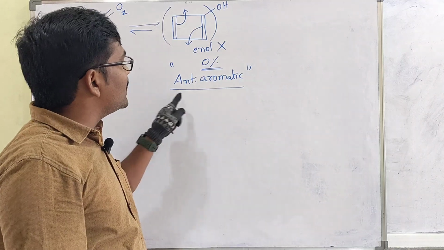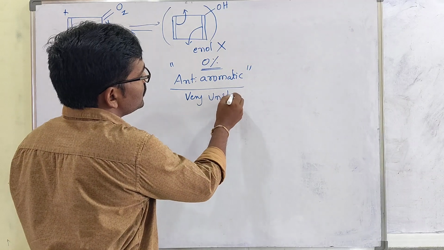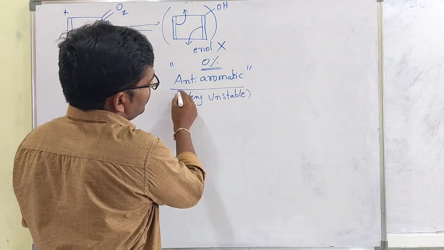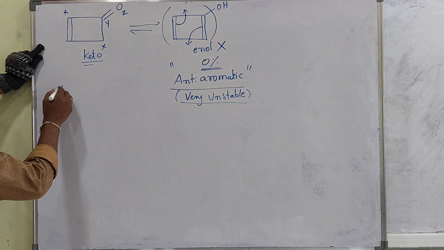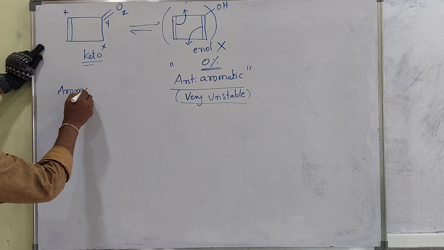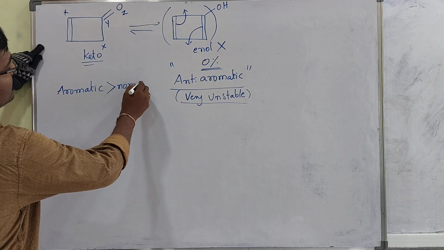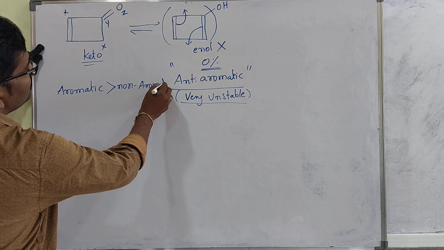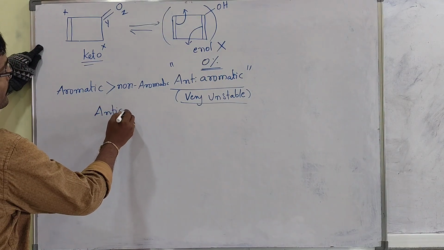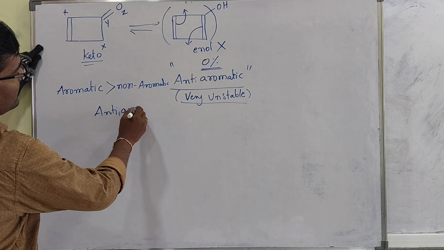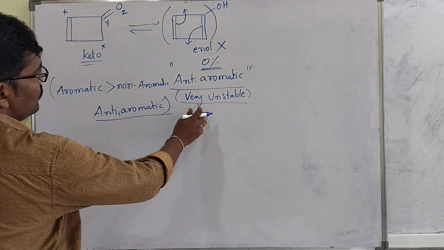According to chemistry, anti-aromatic compounds are very unstable. Sir, here one of the conditions, or order, you have to remember: aromatic compounds are more stable, then after that non-aromatic, then after that anti-aromatic. Anti-aromatic compounds are least stable, very unstable, least stable.